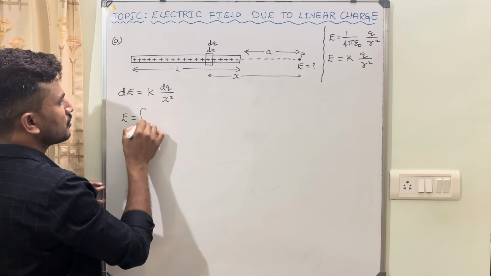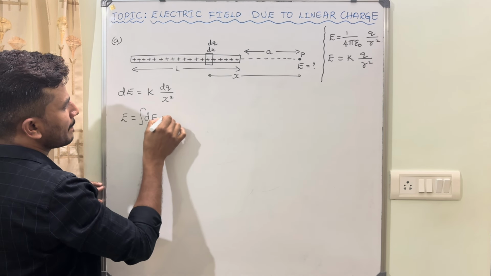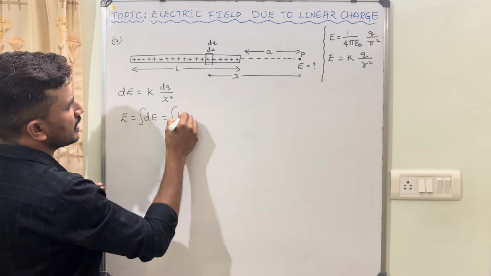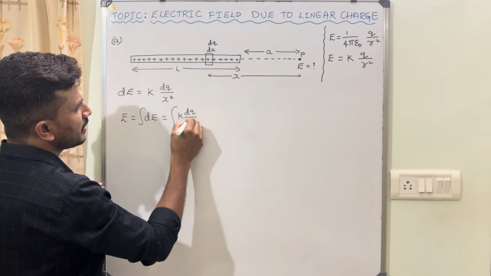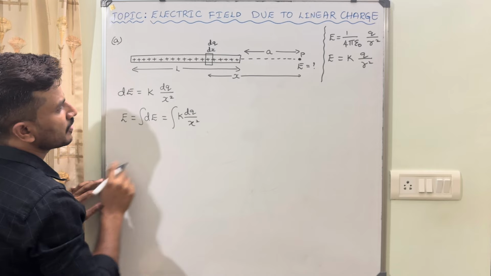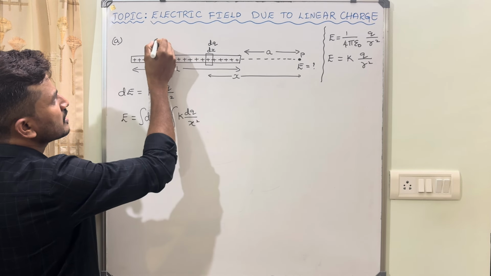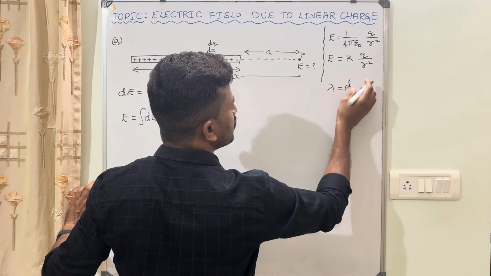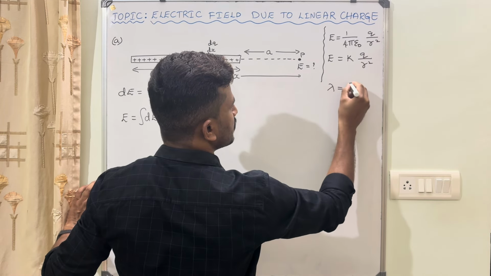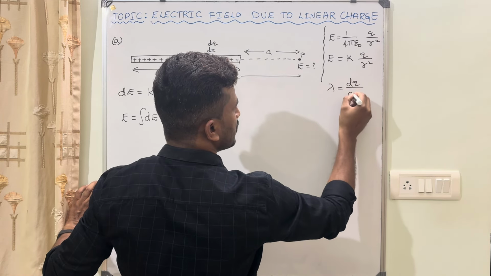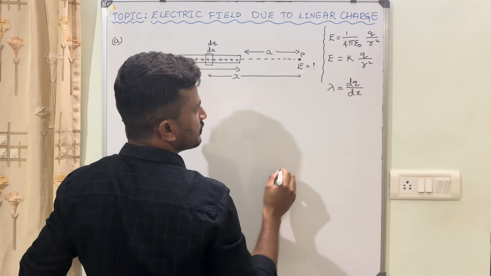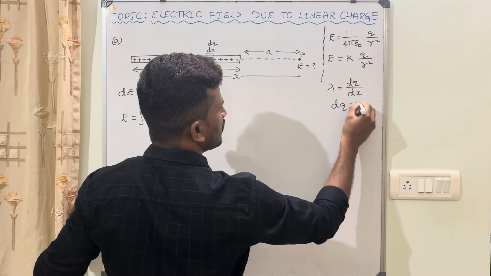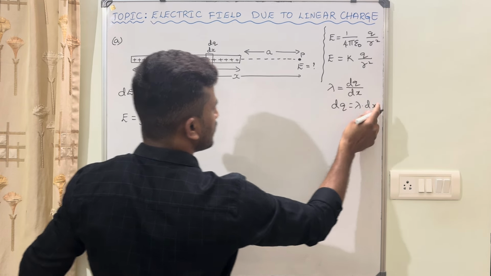So E is equal to integral of dE. What is dE? dE is this one, k dq by x square. We have already studied that lambda is equal to dq by dx. What is dq now? Lambda into dx. Let me substitute that here.